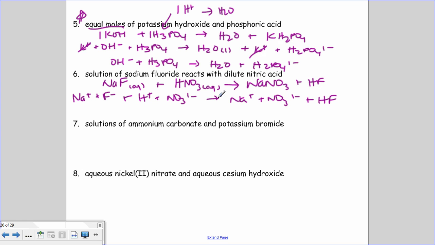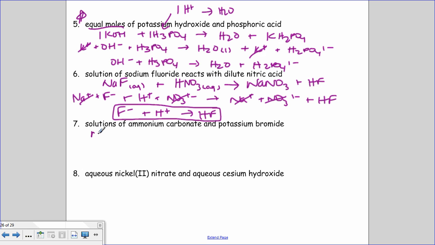So HF gets to stay together, leaving us nitrate goes away, sodium goes away, leaving us with F- plus H+ yields hydrofluoric acid. Okay, that's pretty easy. Just got to know your 6 strong acids.